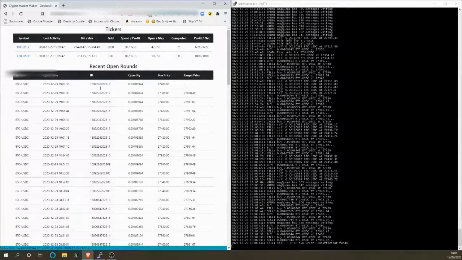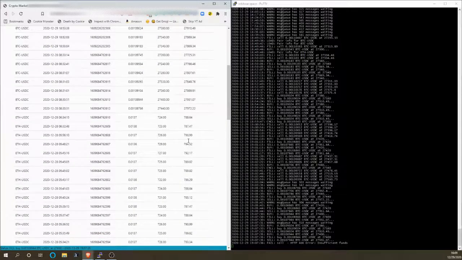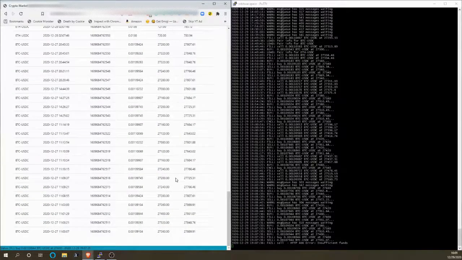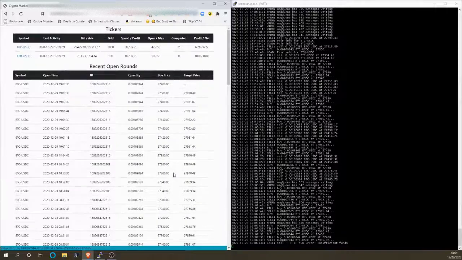So this is basically a view of my bot, and now we have recent open rounds, and here's a list of all of the trading rounds I have open. A bunch for ETH and a bunch for Bitcoin. And they're tiny trades, like here 0.001 Bitcoin, which is right now about $26 or $27. Yeah, about $27.